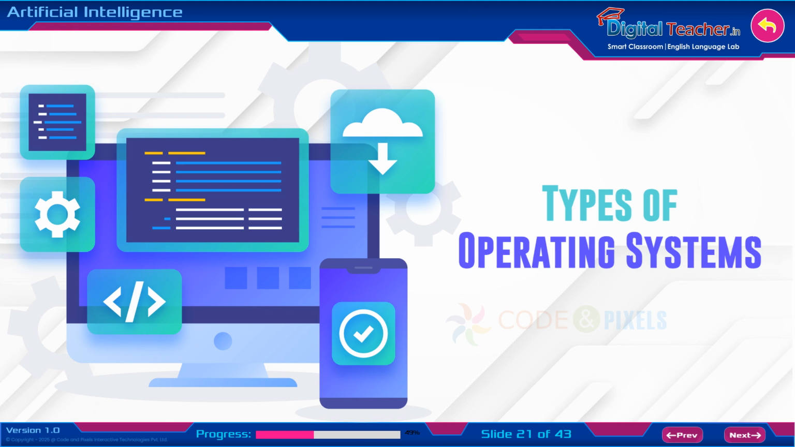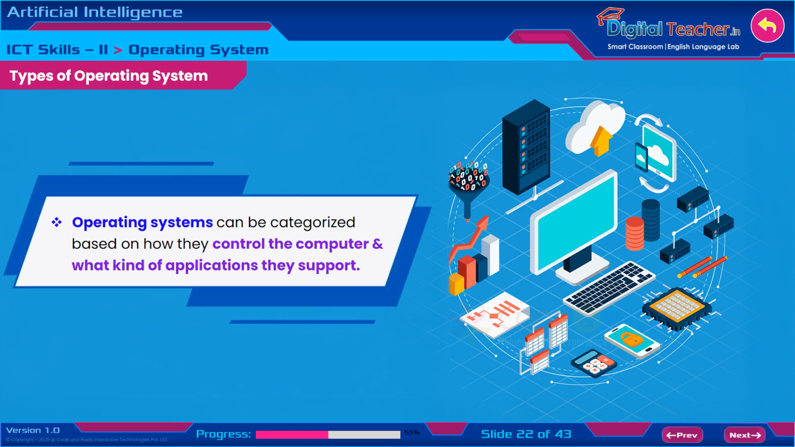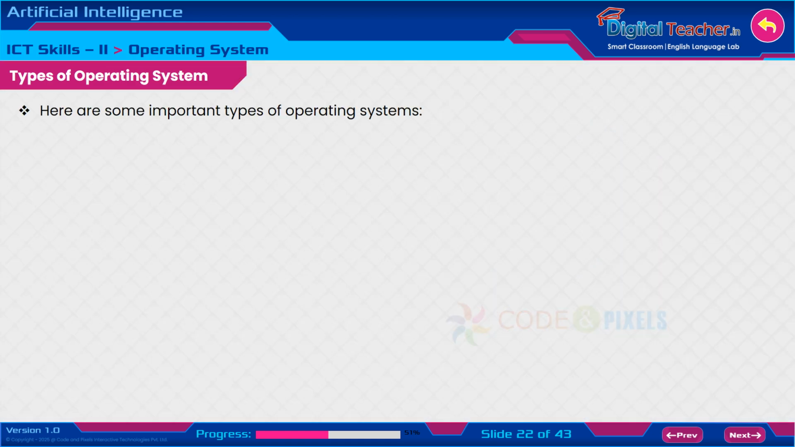Types of operating systems. Operating systems can be categorized based on how they control the computer and what kind of applications they support. Here are some important types of operating systems.